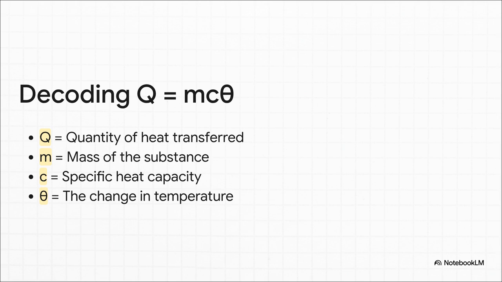And then there's C. Now, C is the really cool one. It's called specific heat capacity. It's kind of like a substance's thermal personality. Water, for instance, has a really high C. It's stubborn. It takes a ton of energy to heat up. Sand has a low C, so it heats up super fast on the beach. Once you know those three things, you can calculate the exact energy transferred in joules.